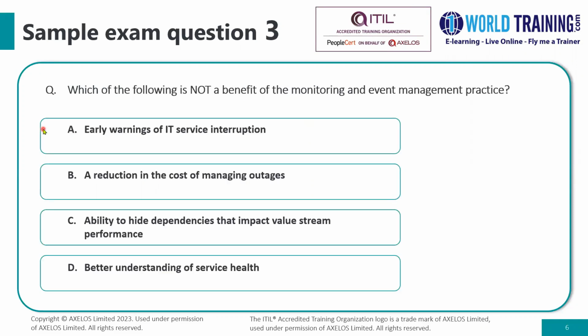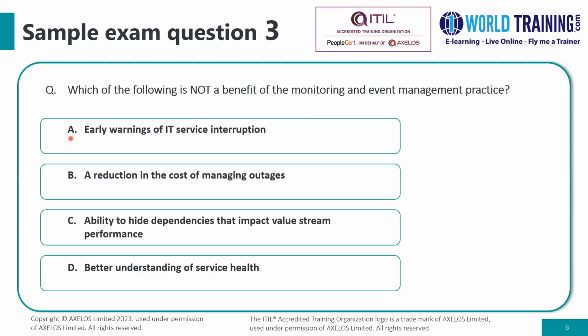Which of the following is not a benefit of the monitoring and event management practice? A, early warnings of IT service interruption. B, a reduction in the cost of managing outages. C, ability to hide dependencies that impact value stream performance. Or D, better understanding of service health. This question should be rather easy because it's a benefit question of the practice. We need to find the odd one out.